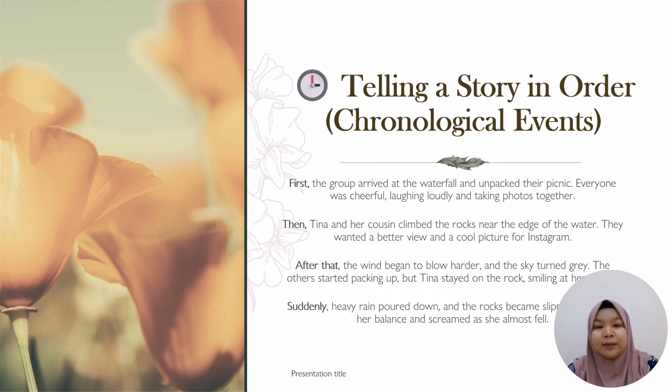Okay, so this is an example. First, the group arrived at the waterfall and unpacked their picnic. Everyone was cheerful, laughing loudly and taking photos together. Then Tina and her cousin climbed the rocks near the edge of the water. They wanted a better view and a cool picture for Instagram. After that, the wind began to blow harder and the sky turned gray. The others started packing up, but Tina stayed on the rocks, smiling at her phone. Suddenly, heavy rain poured down and the rocks became slippery. Tina lost her balance and screamed as she almost fell. So you can see the sequence of events that lead to the climax of this story.